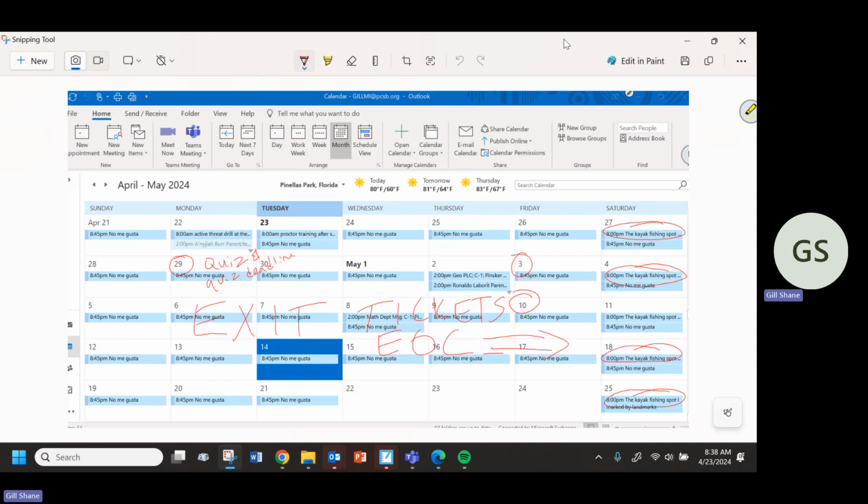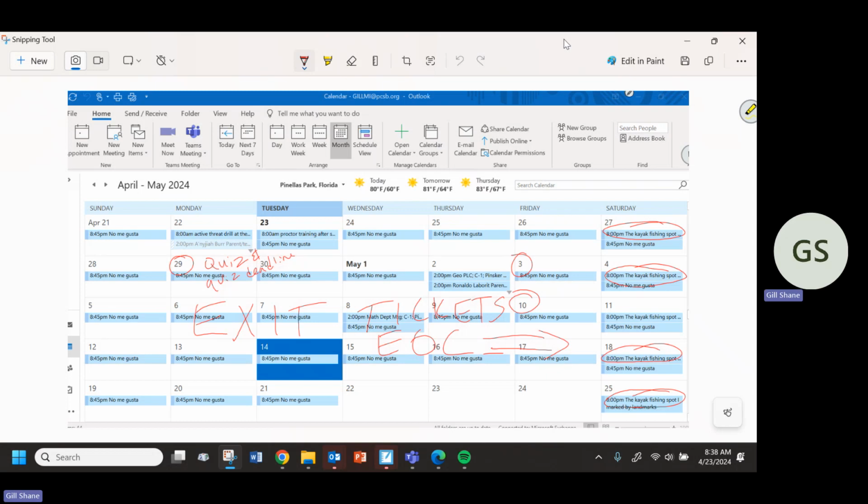It was tangents. Yeah, inscribed angles and tangents. So the 3rd will be inscribed angles and tangents. And then everything is done. Well, every quiz, I should say.